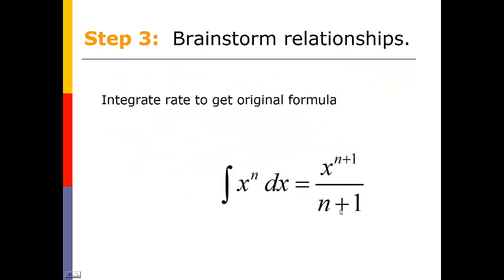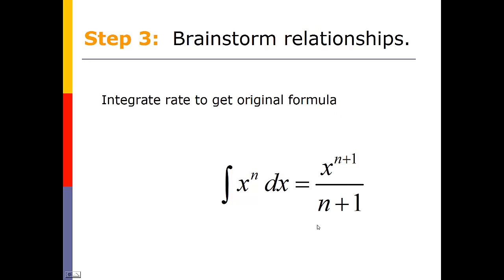Now, some relationships I'm playing with. Whenever I do a word problem, I'm trying to drum up some things in the back of my mind. What do I have to play with? One of the things is that there's a relationship between the derivative, the rate formula, and the original. The idea is to integrate the rate. If I start with the rate, I'm going to integrate it to get the original formula, the total formula. That's a relationship that I keep in mind.